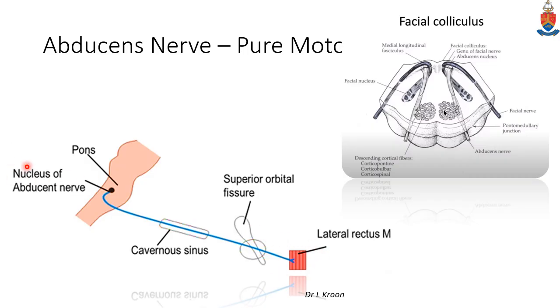And because of this 90-degree turn across the temporal bone, it is susceptible to compression by elevated intracranial pressure, causing a false localizing sign. A peripheral 6th nerve lesion causes an ipsilateral lateral rectus deficit, or in other words, an abduction deficit of the eye.